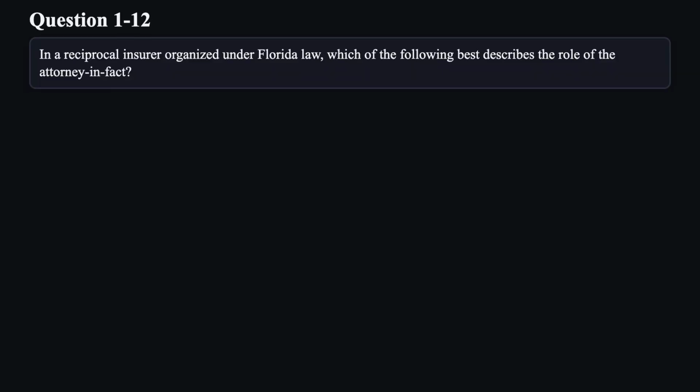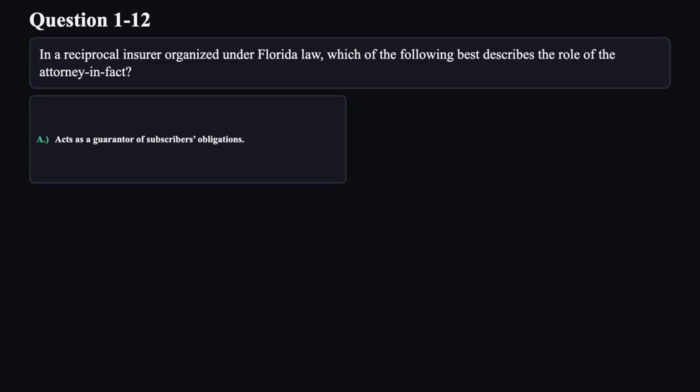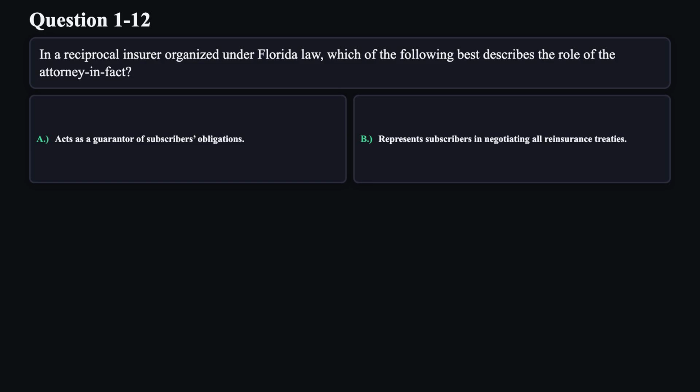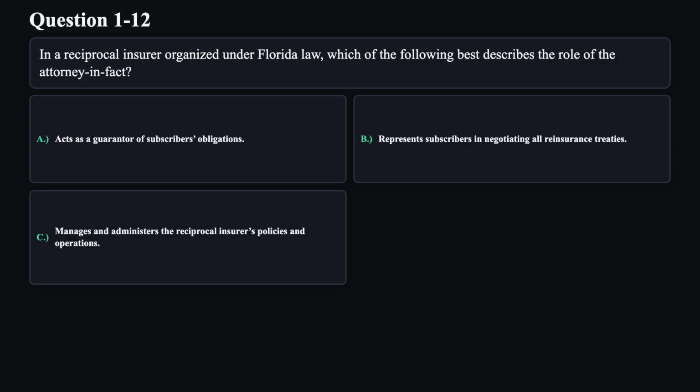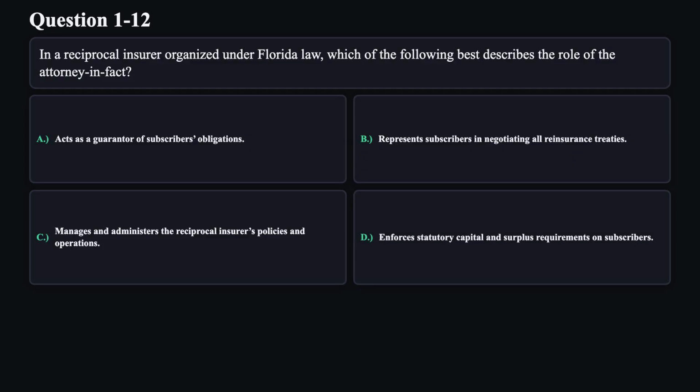Question 12. In a reciprocal insurer organized under Florida law, which of the following best describes the role of the attorney-in-fact? A. Acts as a guarantor of subscribers' obligations. B. Represents subscribers in negotiating all reinsurance treaties. C. Manages and administers the reciprocal insurer's policies and operations. D. Enforces statutory capital and surplus requirements on subscribers.